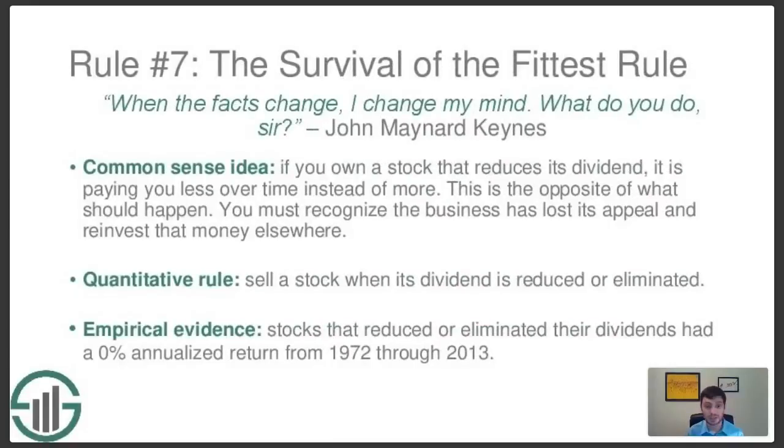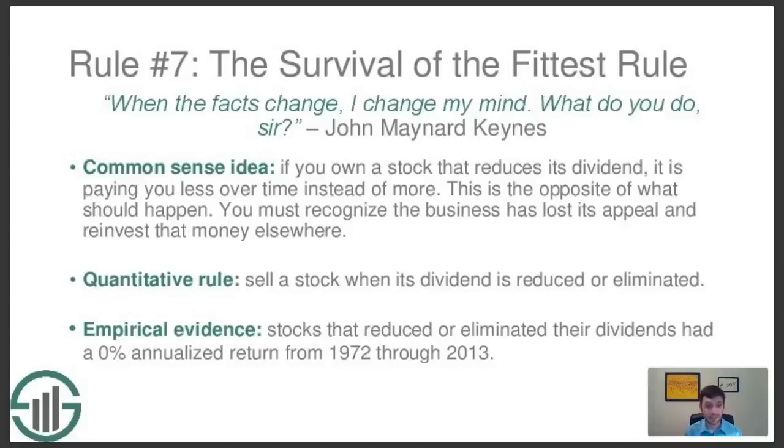Rule 7, the survival of the fittest rule, is another excellent quote from John Maynard Keynes: when the facts change, I change my mind. What do you do, sir? The common sense idea here is if you own a stock that reduces its dividend, it's paying you less over time instead of more. And if you bought the stock to pay you more in dividend income over time, it's doing the opposite of what you wanted it to do and what it should be doing. So you need to recognize this and reinvest the money elsewhere.